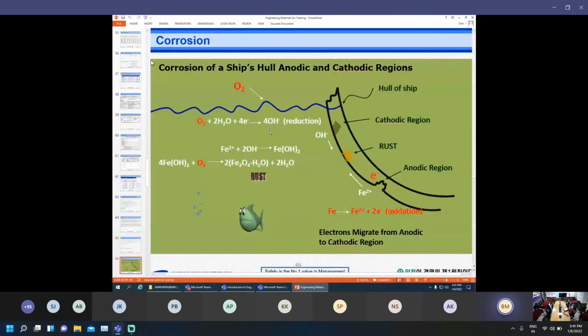A typical example: suppose a ship is deep in the ocean, so this part is immersed in the water. Oxidation and reduction processes will take place. In the oxidation, two electrons will move. In reduction, the OH will be formed. So it forms rust on the wall. So there is corrosion. This is a very basic thing.